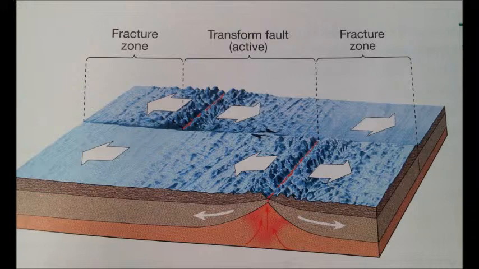Although most of these boundaries are located in the ocean basin, a few of these boundaries cut through continental lithosphere. An example of where this boundary can be found is in the San Andreas Fault in California, where the Pacific Plate and North American Plate grind past each other, creating a transform fault boundary.